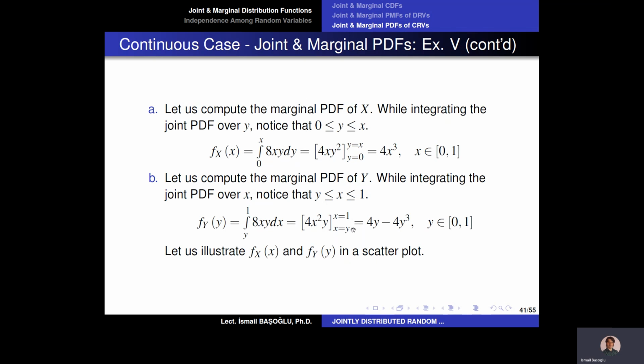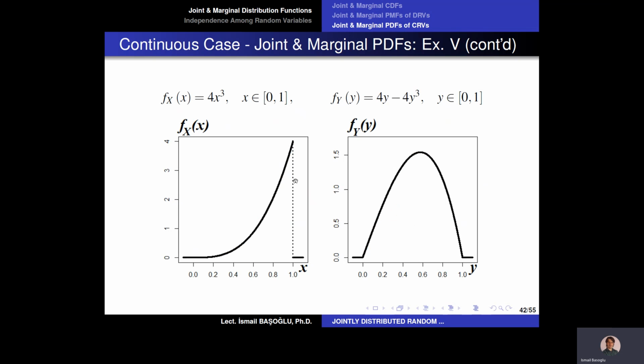Therefore, the integral here will be the integral of 8xy with respect to x, which gives 4x squared times y. Plugging in the x values as 1 and y and subtracting from each other, you will get the result of the marginal PDF of y, which is 4y minus 4y to the power 3. Now, let's look at the plot diagrams of these marginal PDFs.